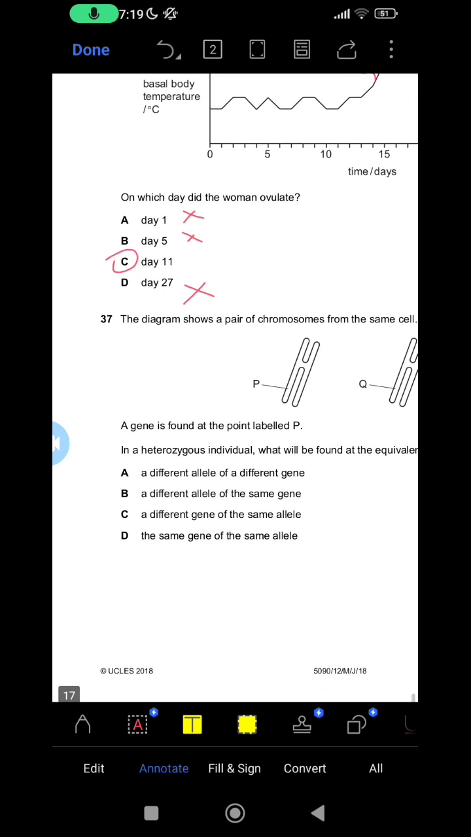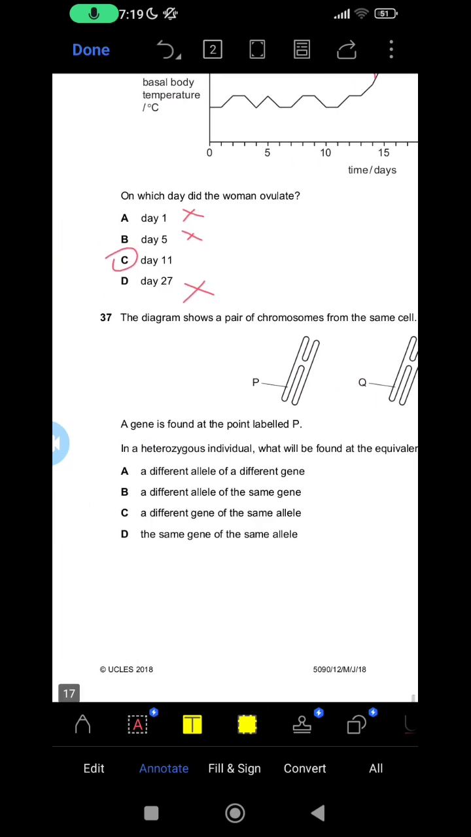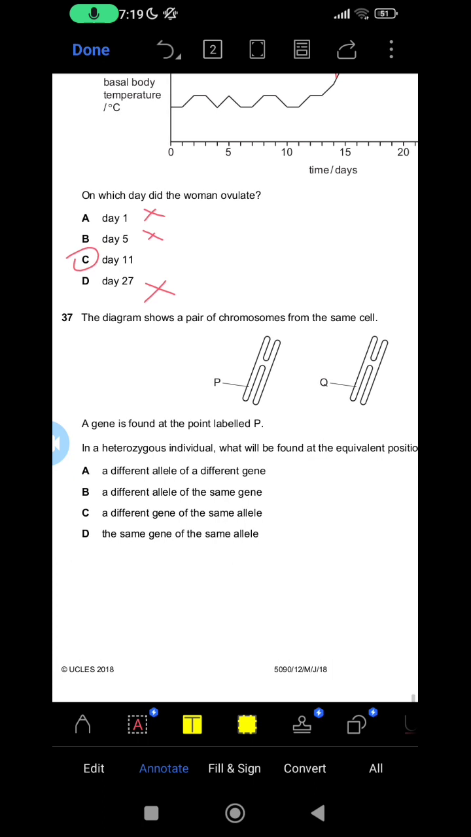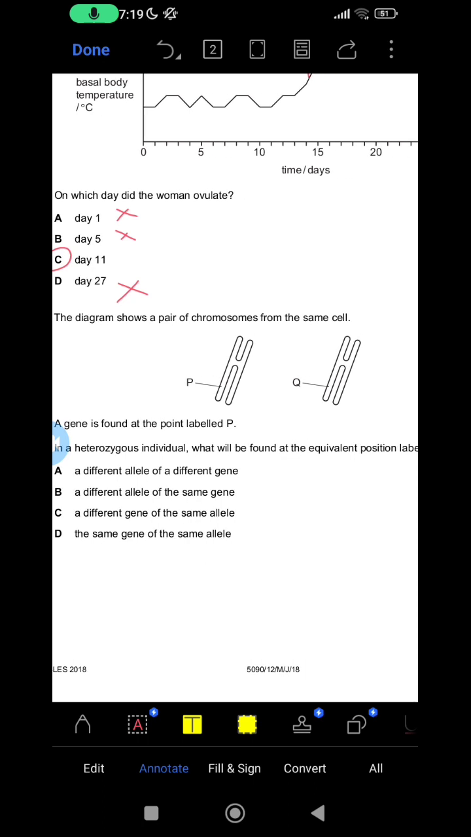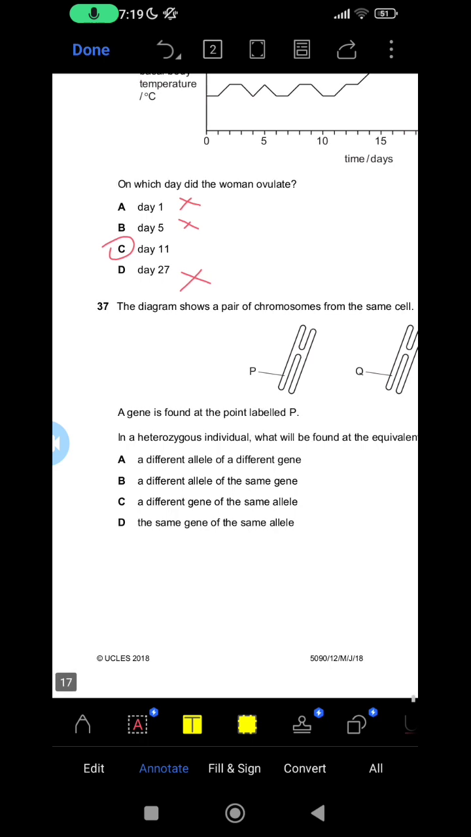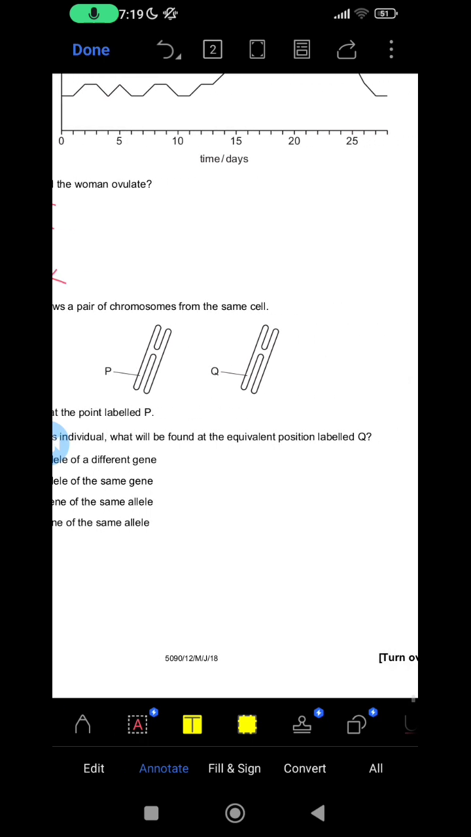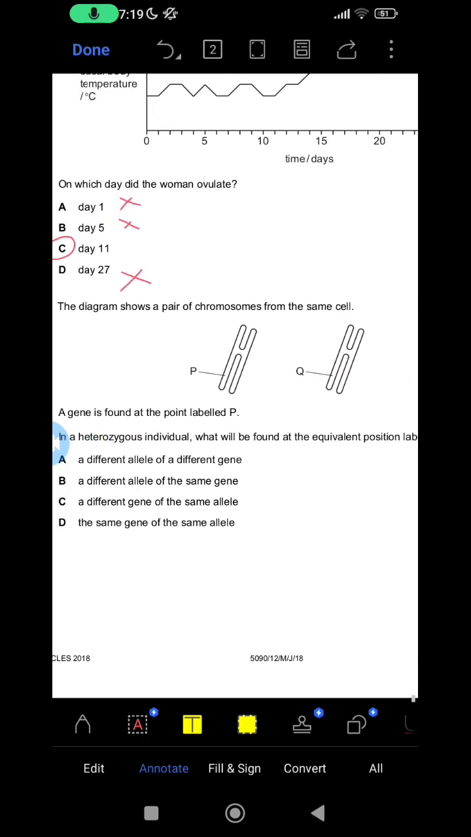37. The diagram shows a pair of chromosomes from the same cell. A gene is found at the point labeled P. Now the same type of gene will also be found at the point labeled Q because they are a pair of chromosomes. So they contain the same gene at the same area. In a heterozygous individual, what will be found at the equivalent position labeled Q?